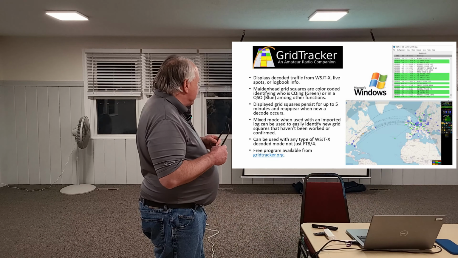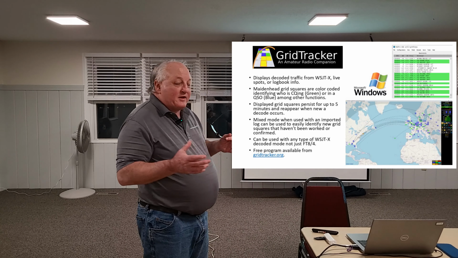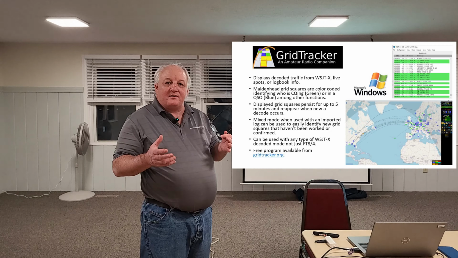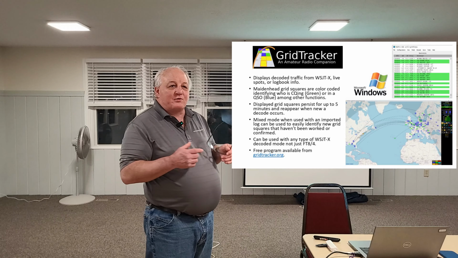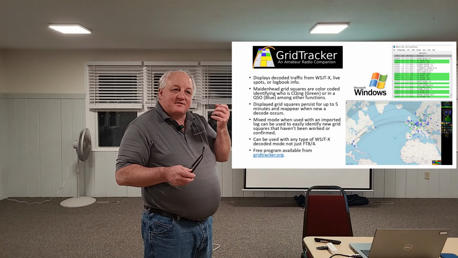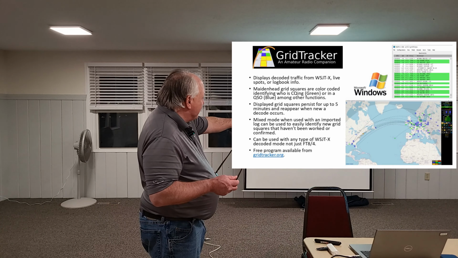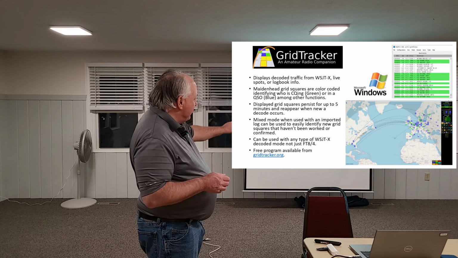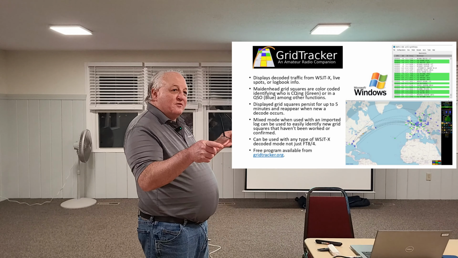The first one is called GridTracker. So this is an interesting program. It displays WSJT traffic, not just FT8, but FT4 and MSK144 and others. So it's taking the spots, the information that's being decoded, and it's displaying it on a map. And it draws arcs between the stations, so you can actually see who's talking to who.